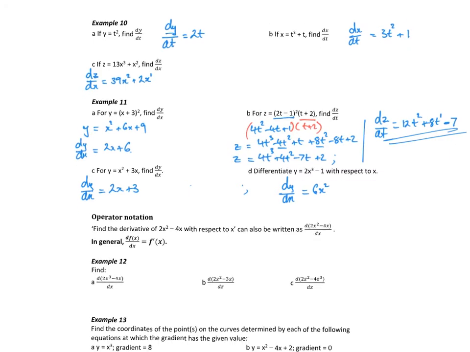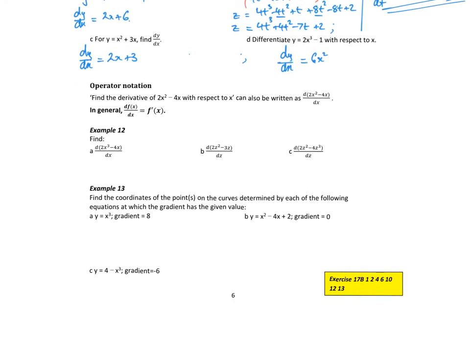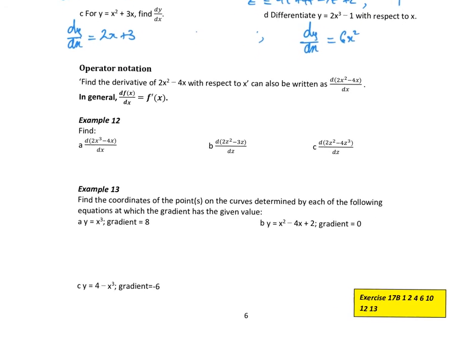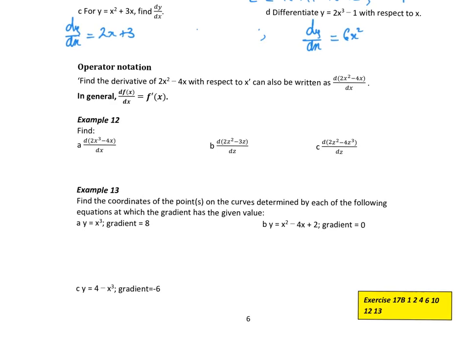The final kind of notation is almost like the notation our calculator uses, where instead of putting dy/dx, instead of putting a y there, they just put the rule that we have to differentiate. So in this case, the derivative of 2x cubed minus 4x with respect to x is simply equal to, well, 3 by 2 is 6, x squared minus 4.